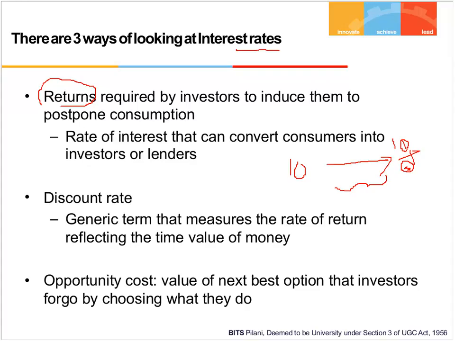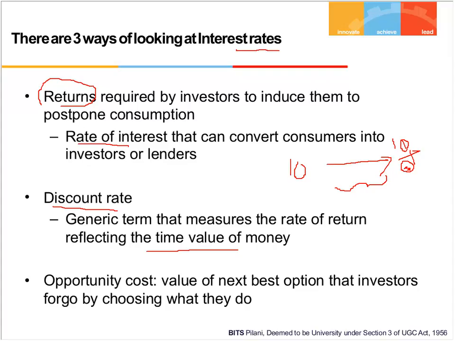So when you look at the interest rate, one way of looking at it is how much return an investor requires. The same thing you can also call rate of interest. And then we also use a term called discount rate, which is the generic term that measures the rate of return reflecting the time value of money. Time value of money is reflected in compounding rate and discounting rate. So we are not specifying is it future, is it present. We are only saying discounting rate.